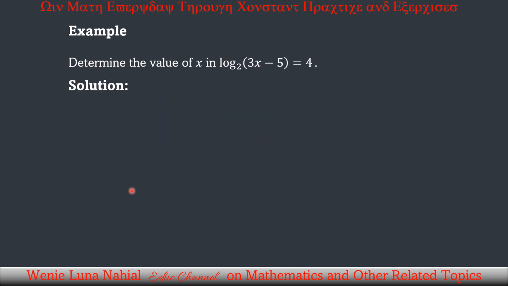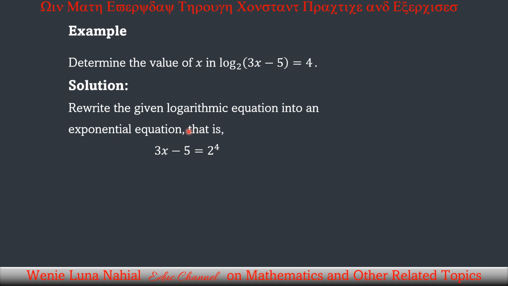Okay, we have here another problem. Determine the value of x in the logarithm of the quantity 3x minus 5 to the base 2 equals 4. So we have here a logarithmic equation and there's an unknown variable, an unknown value that we need to find out. Solution: rewrite the given logarithmic equation into an exponential equation.